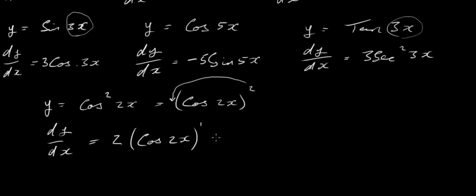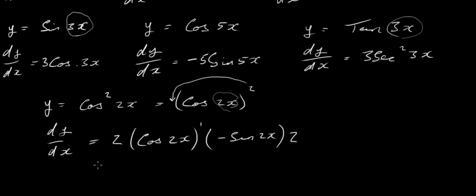Well, if I differentiate cos of anything, I'll get minus sine of the 2x. However, it's not cos of x, it's cos of 2x, so now I got to differentiate this bit here. So if I differentiate 2x, I'll get 2. So the chain rule is applied a couple of times there.